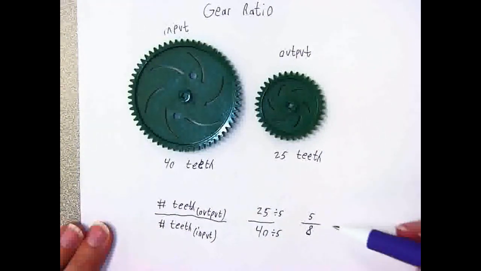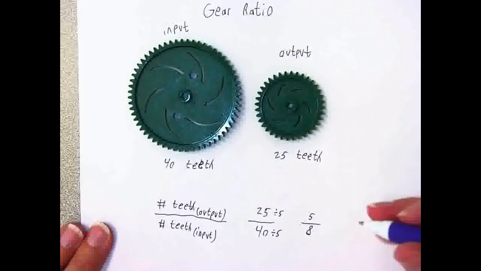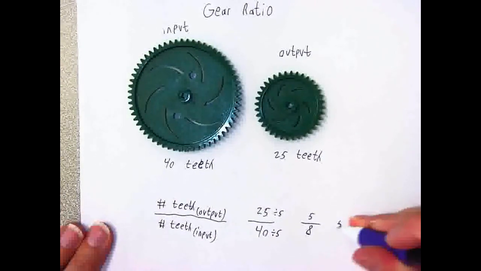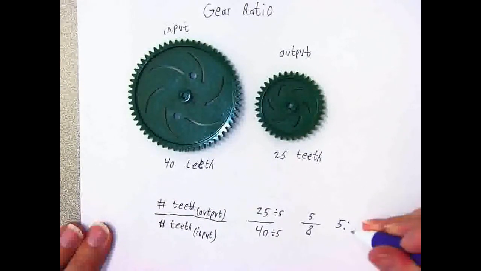And then I'll just double check one more time to see if I have any other common factors, anything I can divide both numbers by to see if I can simplify further. In this case, I cannot. So my gear ratio ends up being 5 to 8. That can be written as a fraction, 5/8. I also could write it in this format, 5:8, or I could write it exactly how I'm saying it, 5 to 8.